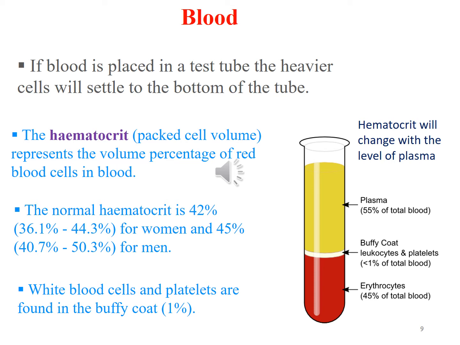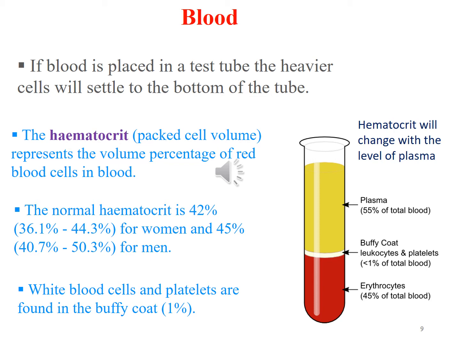And here you have one very important parameter in hematology, which is the hematocrit. Sometimes it's known as the packed cell volume. So hematocrit represents the volume percentage of red blood cells in your blood sample, or simply the portion of red blood cells in your blood sample. So for women, the normal value of hematocrit is about 42%, while for men, it is about 45%.